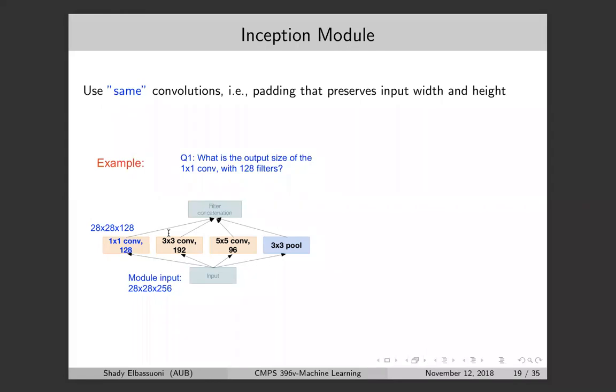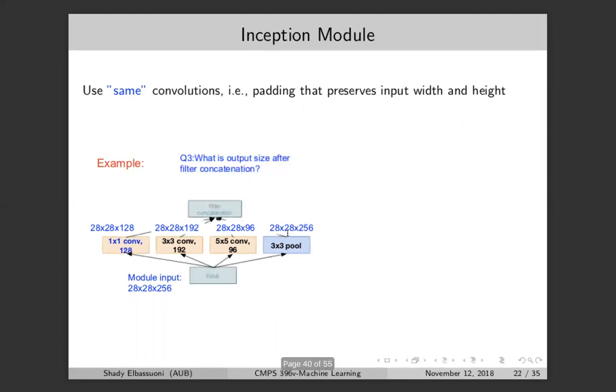What about this one? 3 by 3 convolution and 192. Again, it's the same convolution, so I want the output size to be 28 by 28. So I have 28 by 28 by 192. This one is 28 by 28 by 96. So I set the padding so that if I do 28 minus 5 plus 2 times the padding plus 1, this gives me 28. So I figured out the right padding. It gets me 28 by 28 by 96. The pooling gives me 28 by 28 by 256. Why 256? Because it's the same depth as the input, since it's a pooling layer.